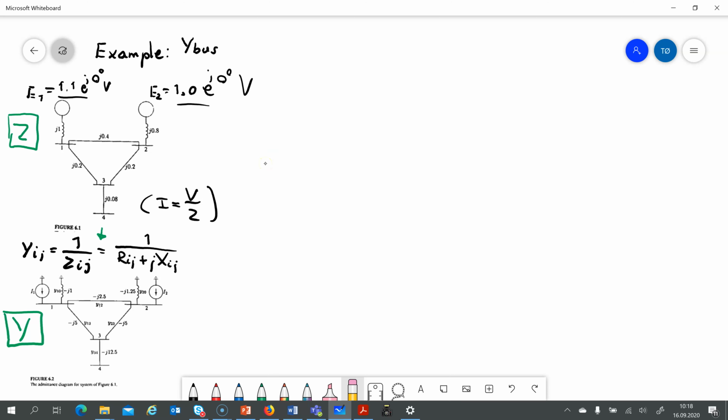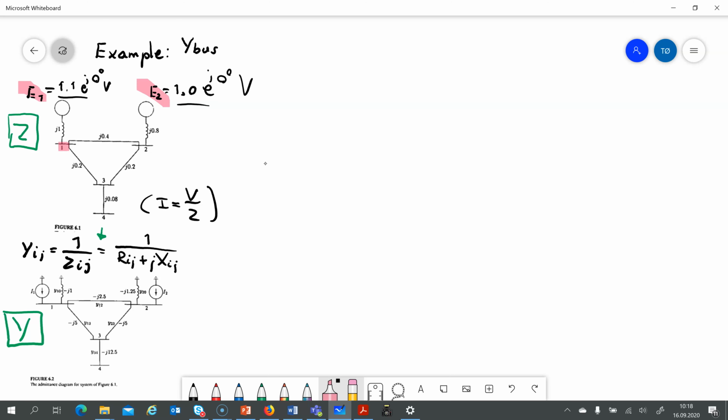In this video, we will go through an example of how to develop the Ybus from a small grid system. Here we can see two diagrams. The upper one is an impedance diagram, and below is the admittance diagram. You traditionally just know the impedance values of the system, and maybe you also have the voltage here. Here is the value of E1, for example, the voltage, and there E2.